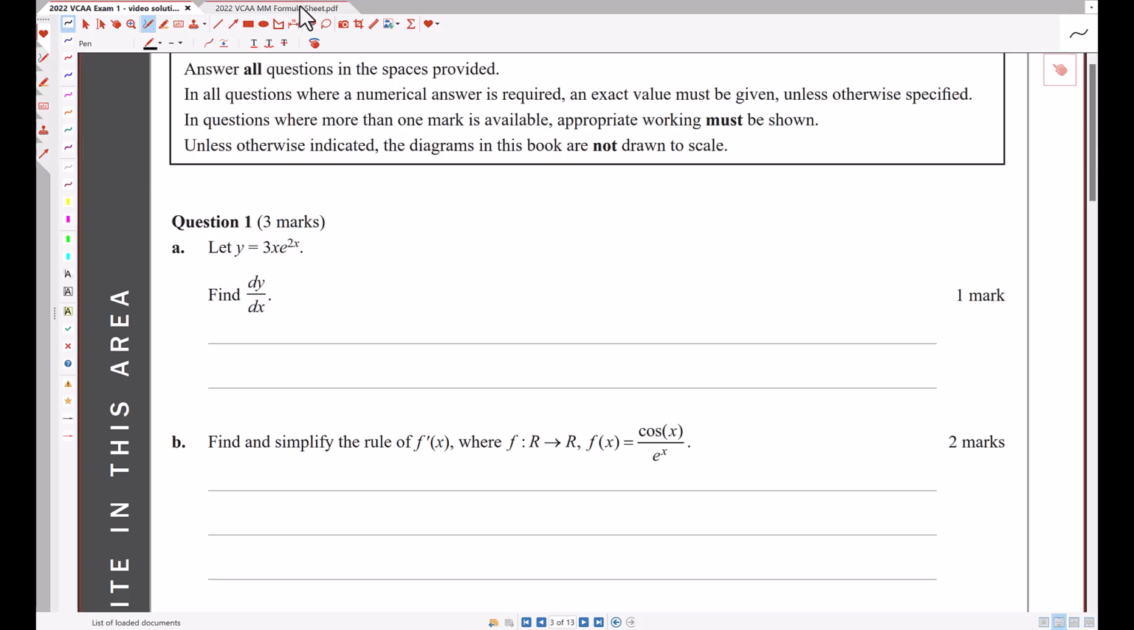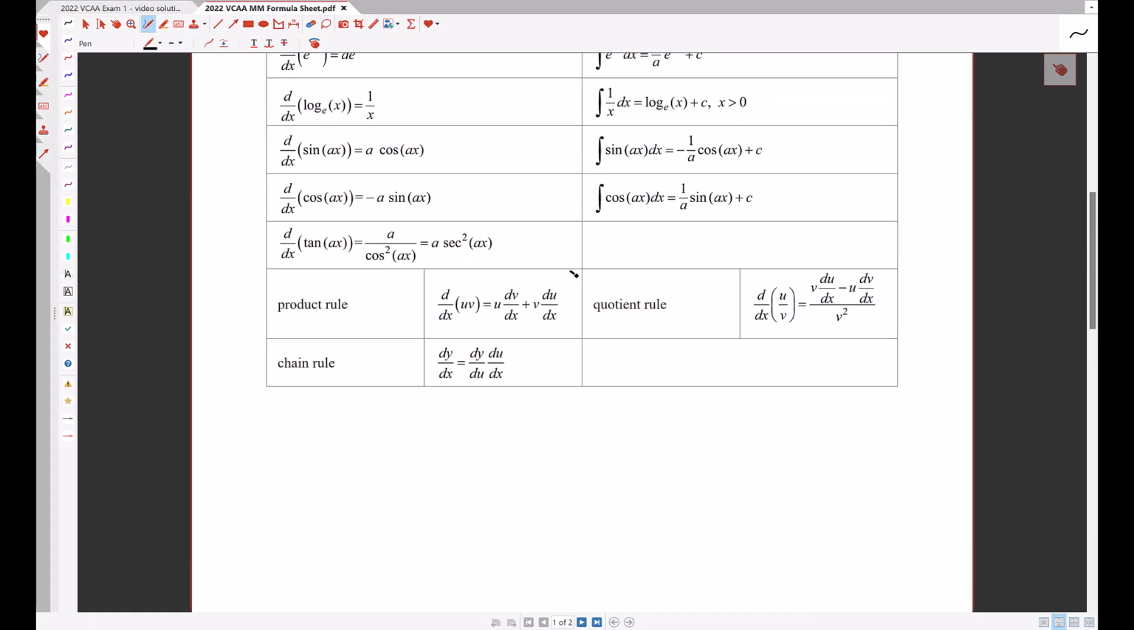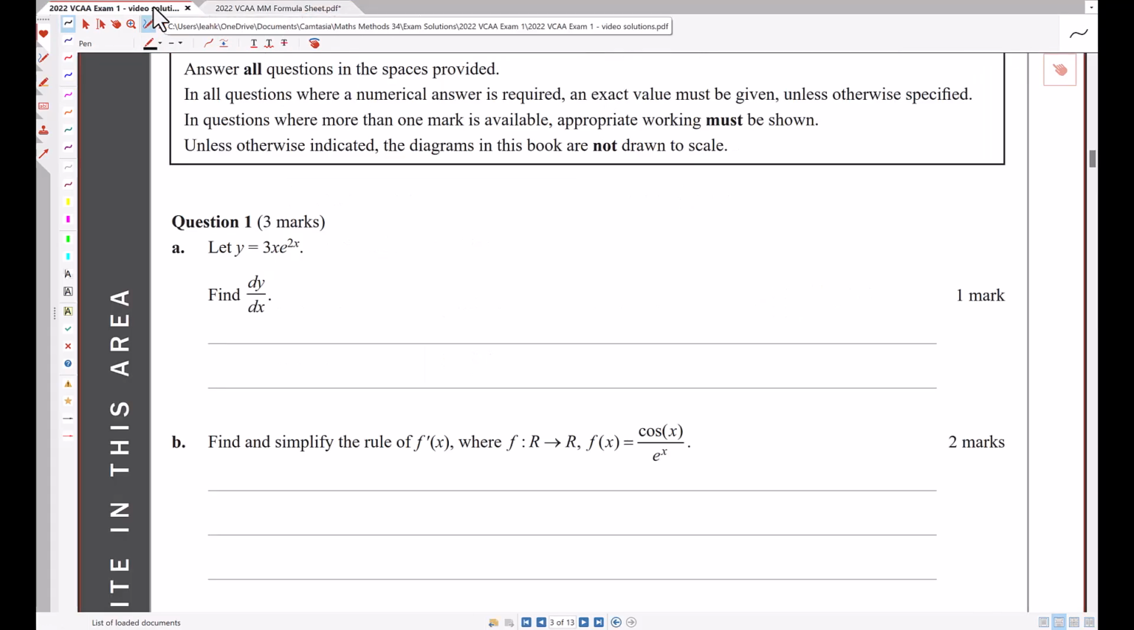So I've got my formula sheet to hand. If you are not sure that you've remembered your product rule correctly, make sure you come and have a look at your product rule here. It is leave the first function as it is, derivative of the second function, plus leave the second function as it is, derivative of the first function. Now, because you're adding those two things together, it actually doesn't matter which order you do those things in, whereas the quotient rule, that matters. So I definitely always come across here to check my quotient rule formula.